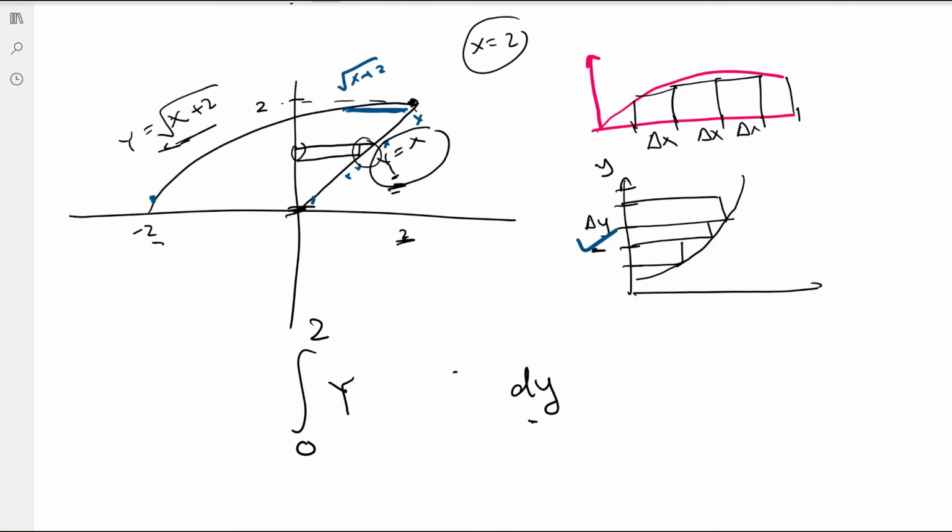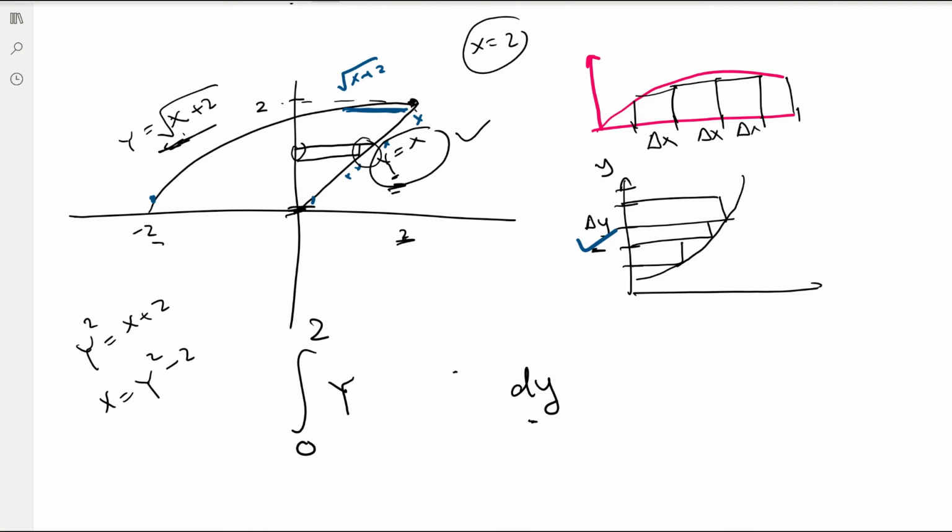Now the leftmost function is, what you have to do is you have to make x subject. That's what you need to do. Here automatically x was subject, so x is equal to y. So to make x subject here, you have to take this square. So y square is equal to x plus 2. So x is equal to y square minus 2. That's the function in terms of y.